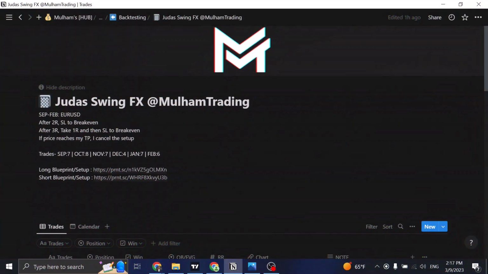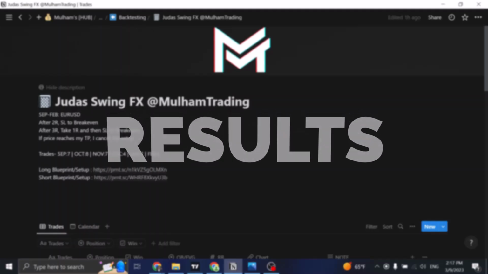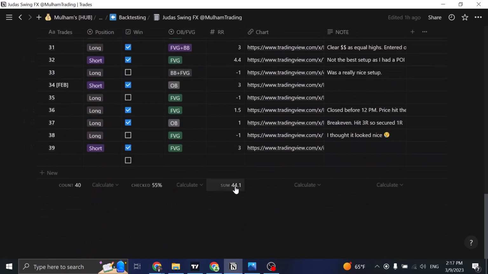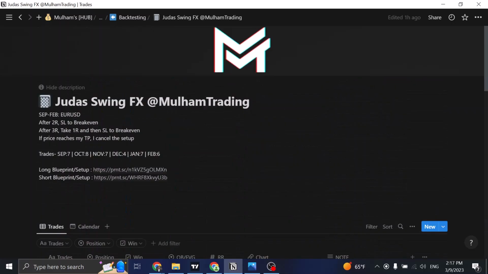Okay, now talking about the outcome of this setup, it's actually profitable because we got 44R. If you're risking 1%, that's going to be 44% for you. If you're risking 2%, that's going to be more than 80% on your account. It has a 55% winning rate, and over the 6 months of trading, we only had 40 setups. And those are the trades. So in September, we had 7 setups, October 8, November 7. So it's an average of 7 setups a month.